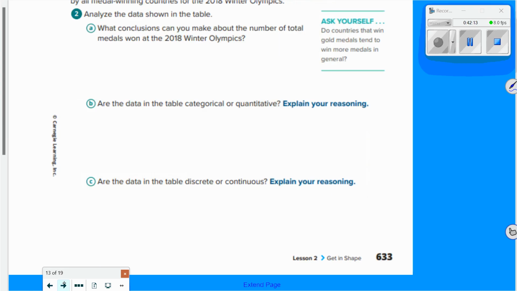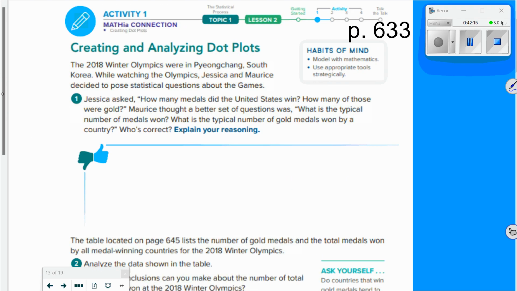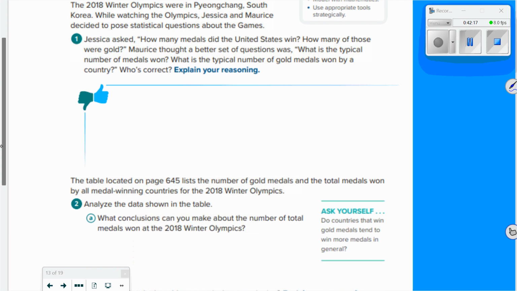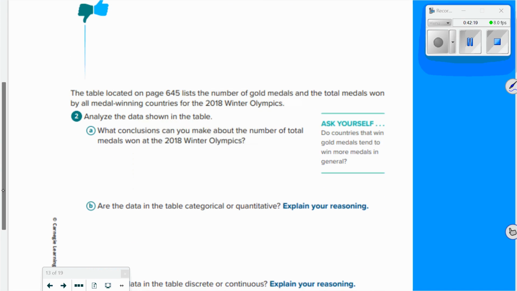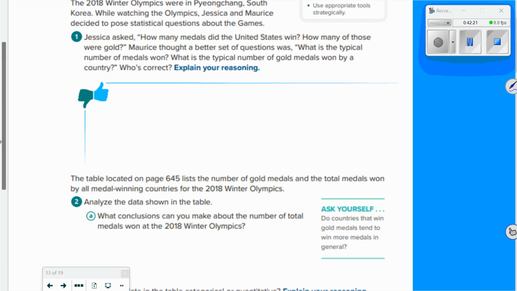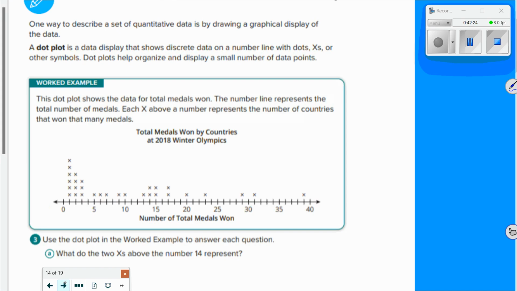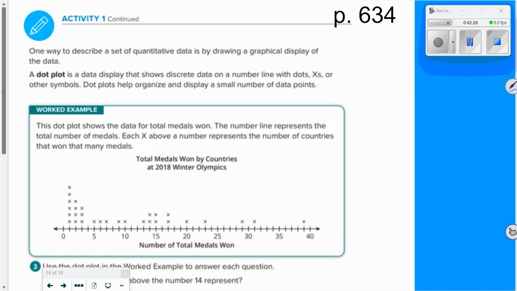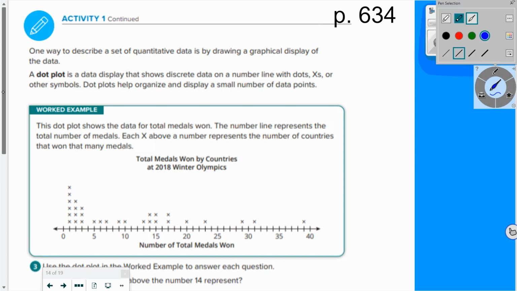We got a lot more definition we need to get in. Skip this for time's sake. Dot plot. Going to page 634.